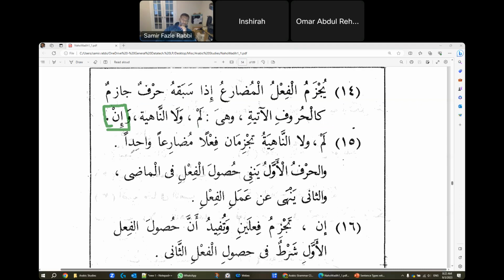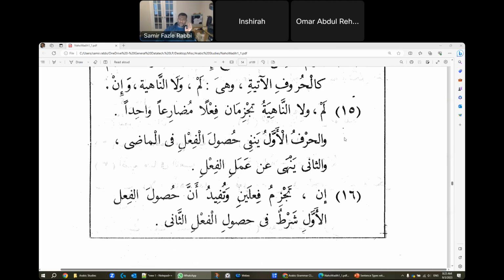تجزمان فعلا مضارعا واحدا. Lam and la nahya will both put a single fi'l mudari in the majzoom state, which is what we saw in the examples above. والحرف الأول ينفي حصول الفعل في الماضي والثاني ينهى عن عمل فعلي.